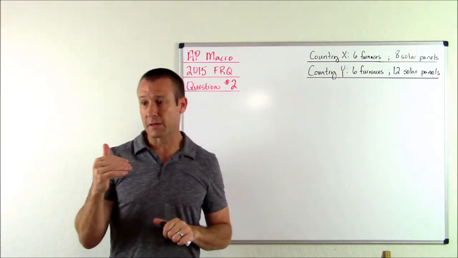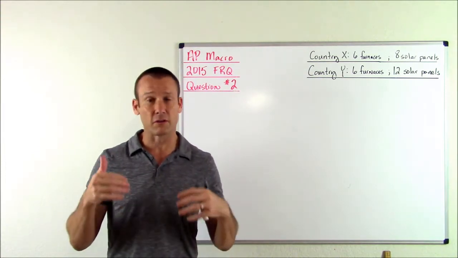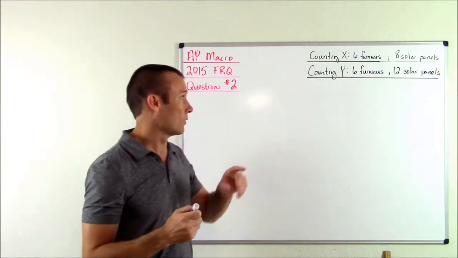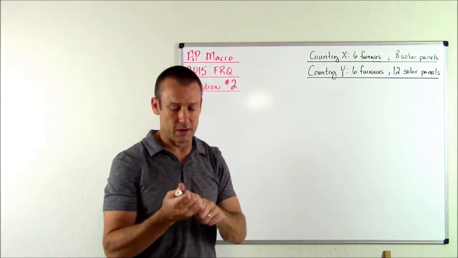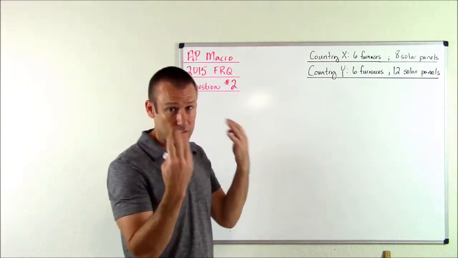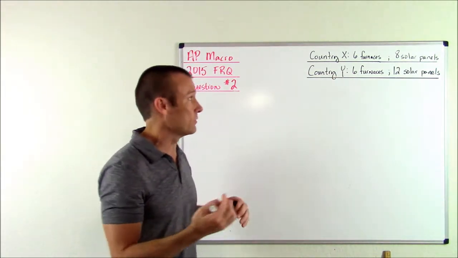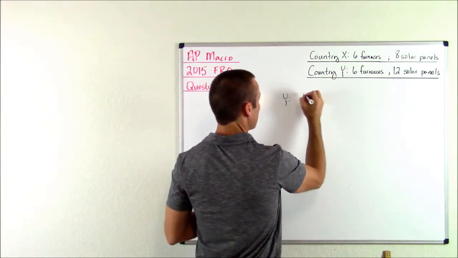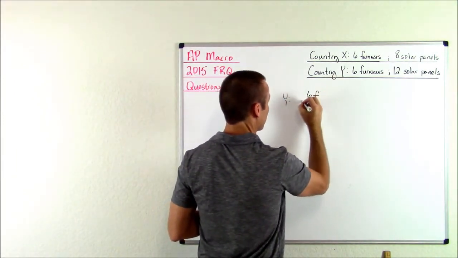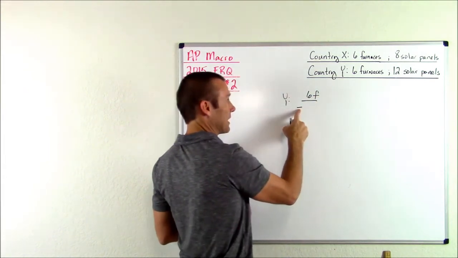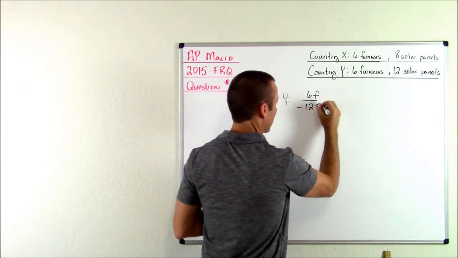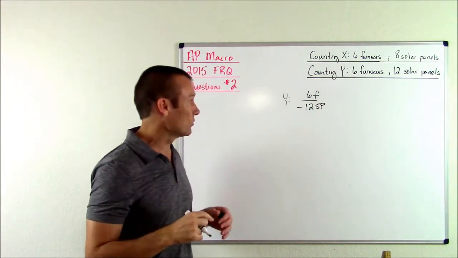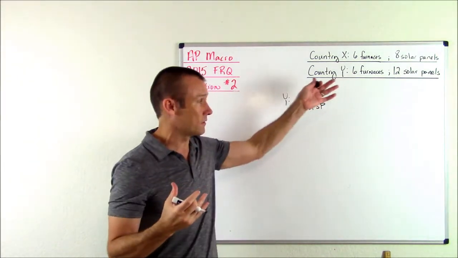All right, B. Calculate the opportunity cost of furnaces in country Y. Okay, so I'm going to grab country Y right here, and it's an output problem, so basically they've given us the opportunity cost, right? We already know when country Y makes 6 furnaces, they give up, so I'm putting a negative sign, 12 solar panels. Guys, that is the opportunity cost.